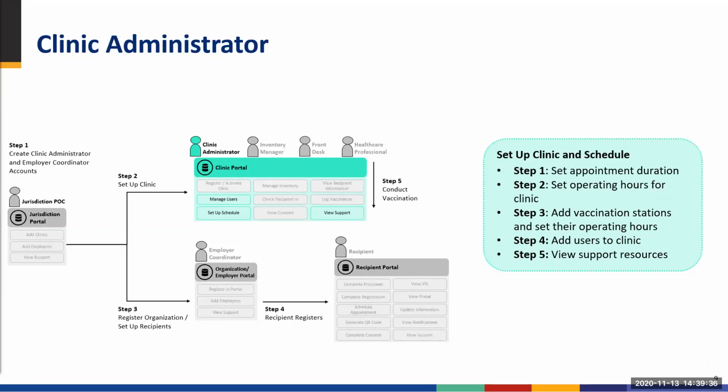After activating and registering my clinic in VAMS, I will follow the steps shown on the screen, which are also outlined in the clinic administrator user manual. My first task will be to set up my clinic schedule, which I will do by performing steps 1 through 3 on this list. Then I will add my clinic staff, my inventory manager, front desk, and healthcare professionals as VAMS users. Then once I've done that, I will show you how to view the help page in case I need support or have any questions when I'm done.